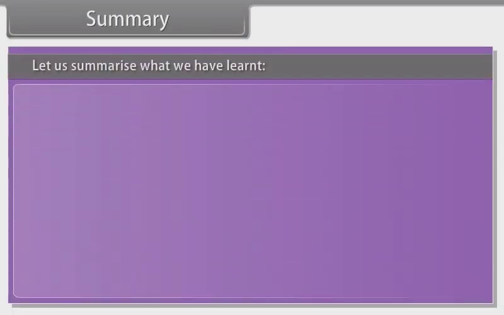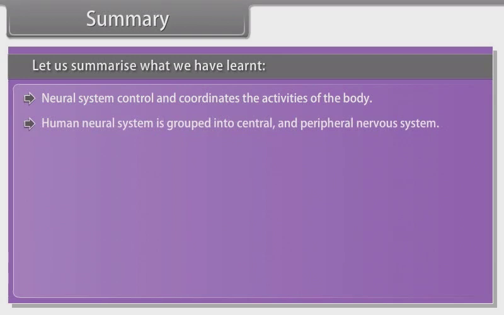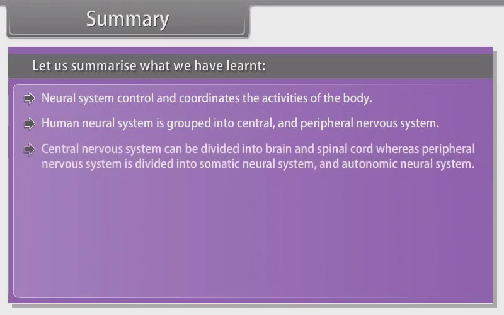Summary. Let us summarize what we have learnt. The neural system controls and coordinates the activities of the body. The human neural system is grouped into the central and peripheral nervous systems. The central nervous system can be divided into brain and spinal cord, whereas the peripheral nervous system is divided into the somatic neural system and the autonomic neural system.